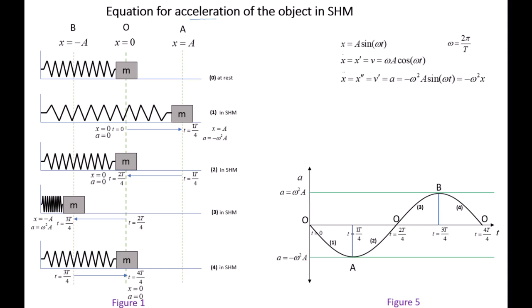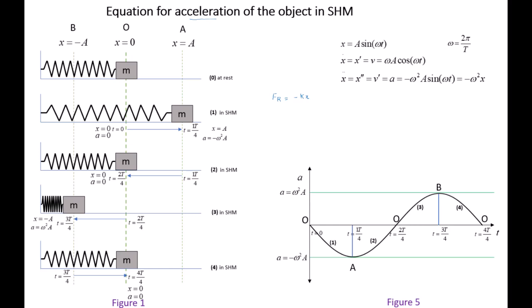Let's try to understand why do we get particular values of acceleration on the extreme points and also at the center point. So springs have a property wherein the spring applies a restoring force, which is a force exerted by the spring on the object to bring it back to its original central position, is given as minus k times x. So k is known as the spring constant and x is the displacement.